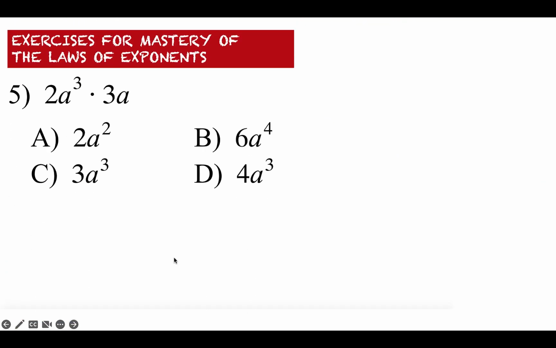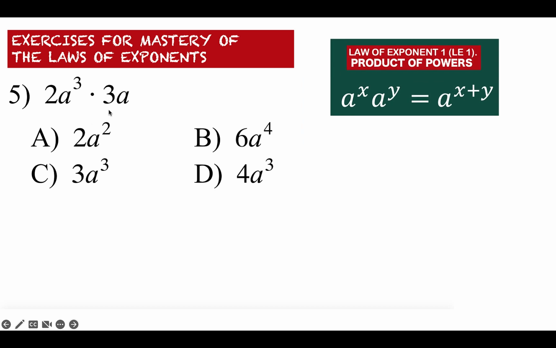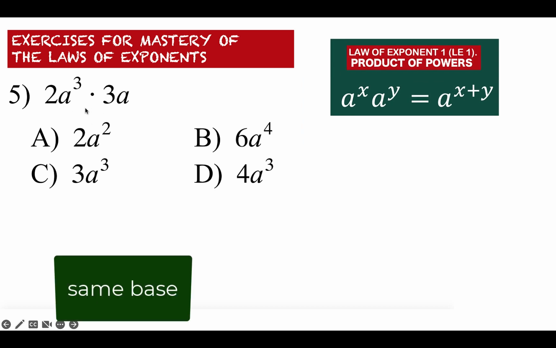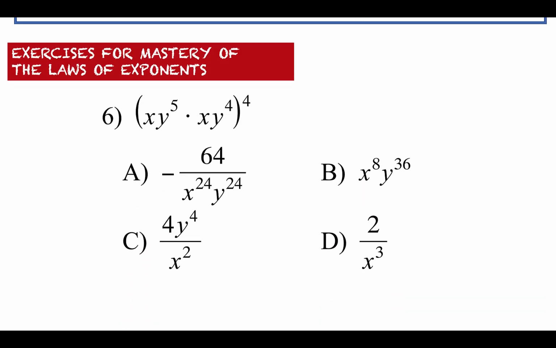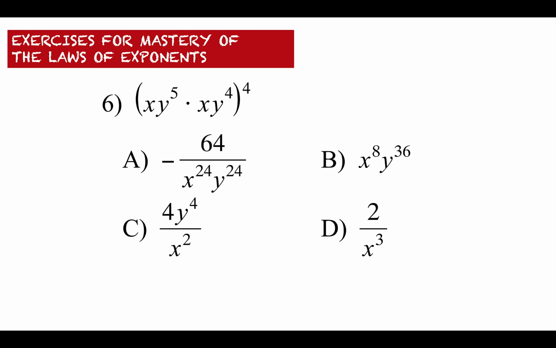Number 5, multiply 2a cubed times 3a. Again, this is an application of law of exponent number 1, since we have a common base a. Multiply the numerical coefficients, 2 times 3 equals 6. So copy the common base a and add 3 plus 1 to get exponent 4. So the final answer is letter B, 6a to the 4th.